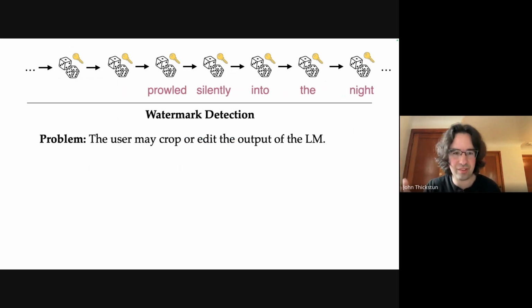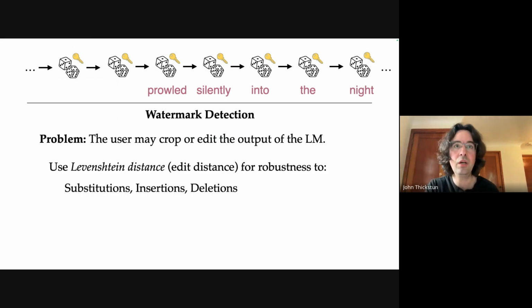Okay, second problem is that the user might have cropped or edited the output of the LLM. That's actually fine too. When we're calculating these distances between the RNG sequence and the text we're testing, we'll use a Levenshtein distance. So this is an edit distance that will be robust to some amount of substitutions, insertions, and deletions in the text that we're testing for the watermark.